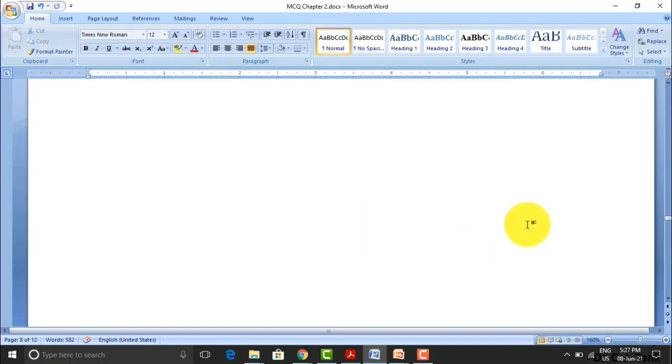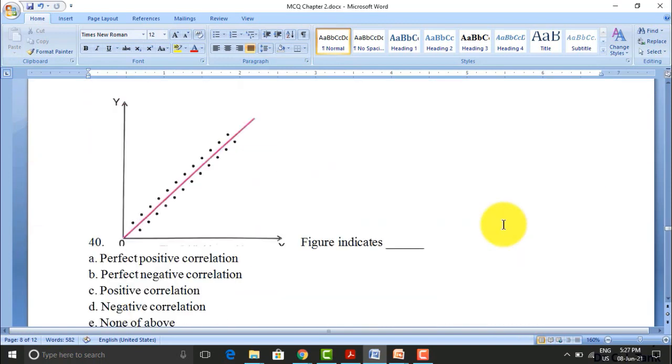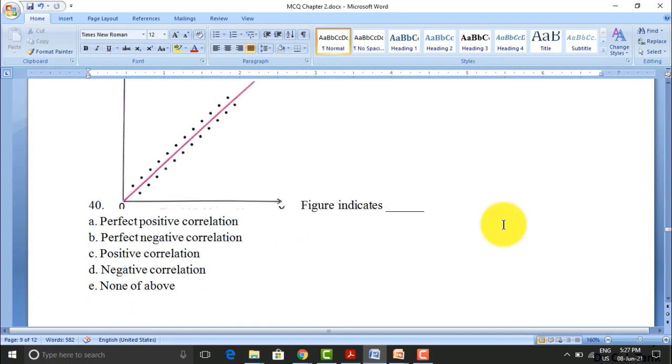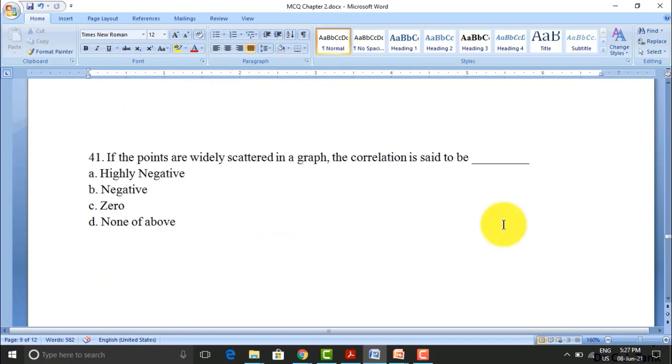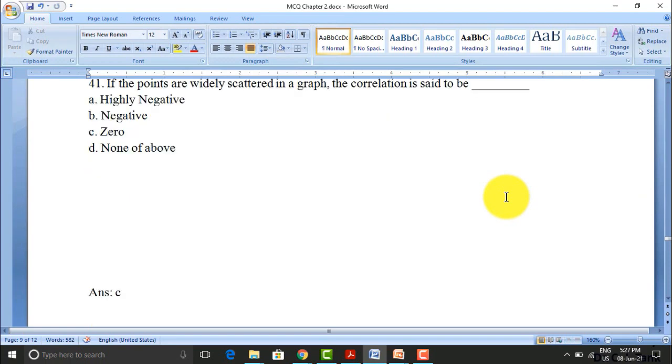Next question. The figure indicates perfect positive correlation, perfect negative correlation, positive correlation, negative correlation, or the last option, that is none of above. Here the correct answer is E, none of above. The next question, if the points are widely scattered in a graph, the correlation is said to be highly negative, negative, 0, or none of above. The correct answer is C, 0.